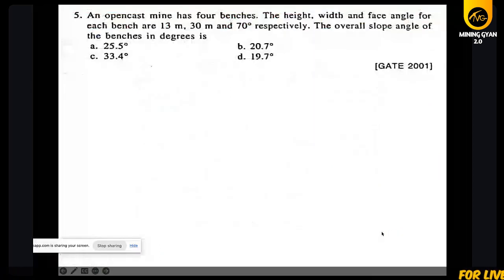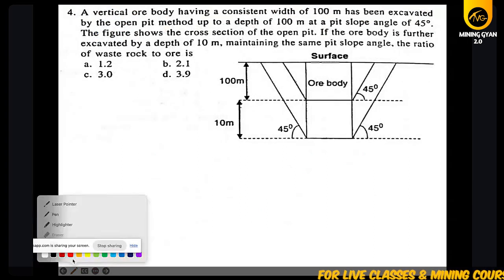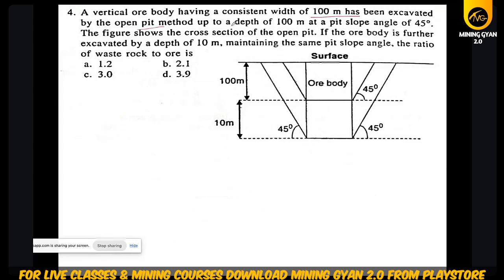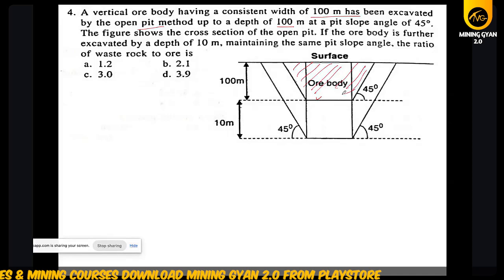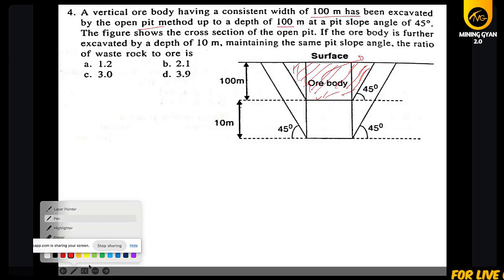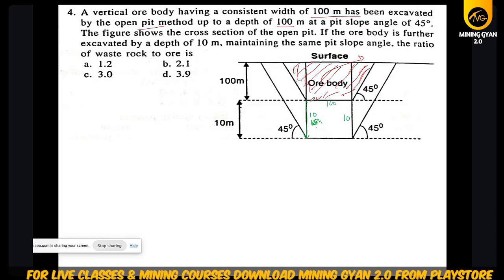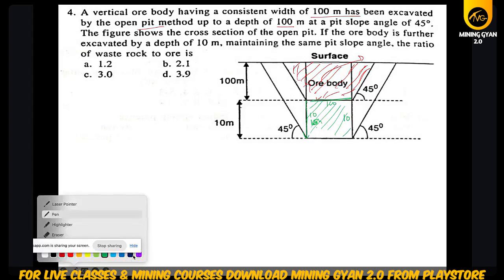In this question he has asked us to find out the ratio of OB. He said that the ore body of width 100 meters has been excavated by the open pit method up to 100. So he has excavated this, meaning he already excavated this area, so we do not need to excavate this. Already excavated means it has already been taken out. So now we have to excavate to extend the depth up to 10 meters. This is 10, this is 10, and this is 100 meter width. For this ore body, if you want to excavate it, you need to excavate this OB.